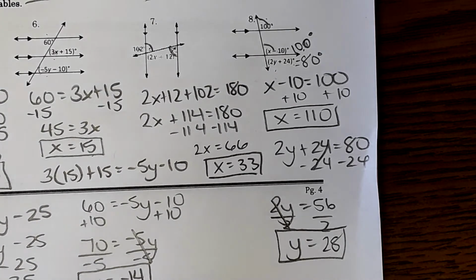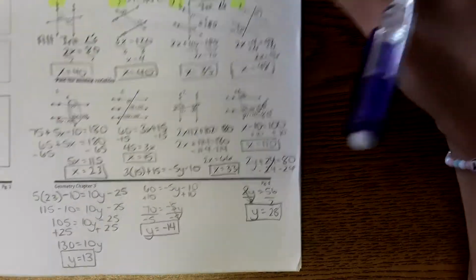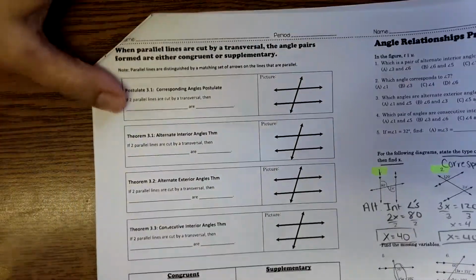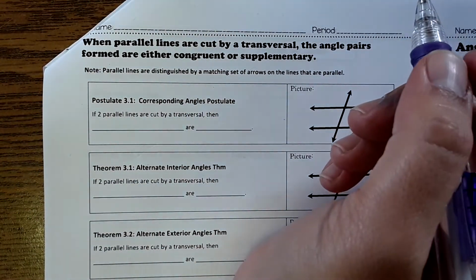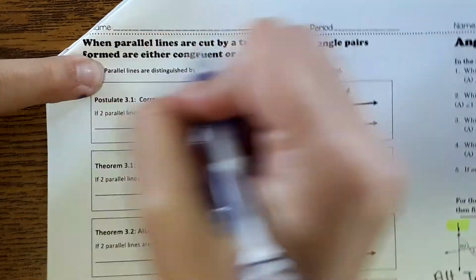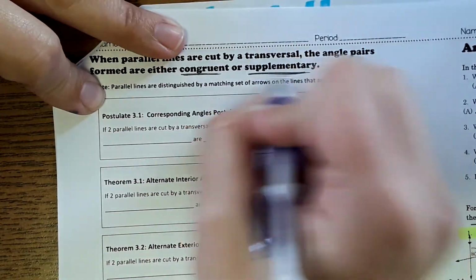Okay, now we're going to move over to the beginning of the lesson. We did all the hard stuff, the stuff with a lot of math and solving. Now we're just going to move over to the vocabulary, which you should pretty much know at this point. Some key concepts to take note of: when parallel lines are cut by a transversal, the angle pairs are either congruent or supplementary.